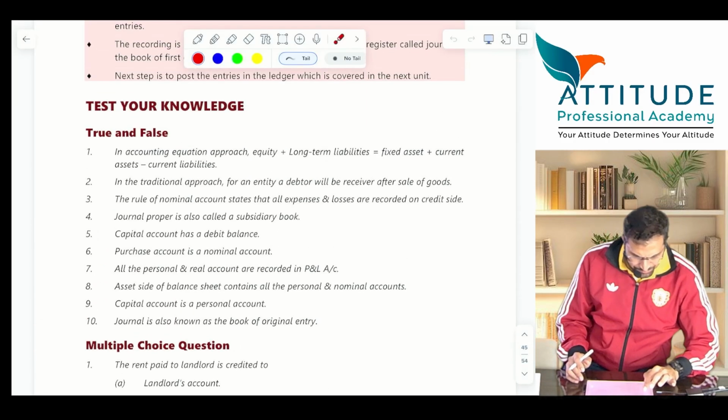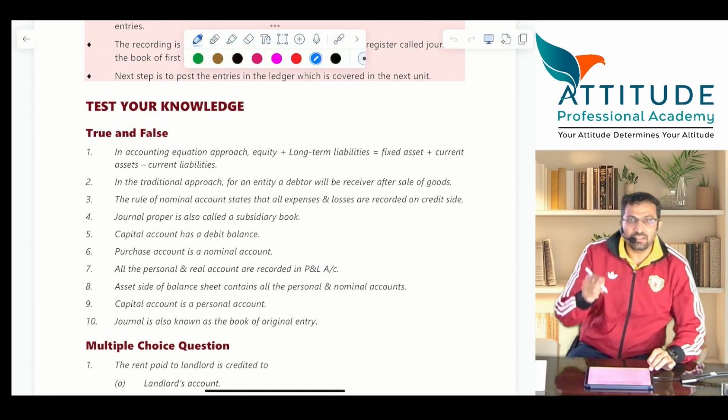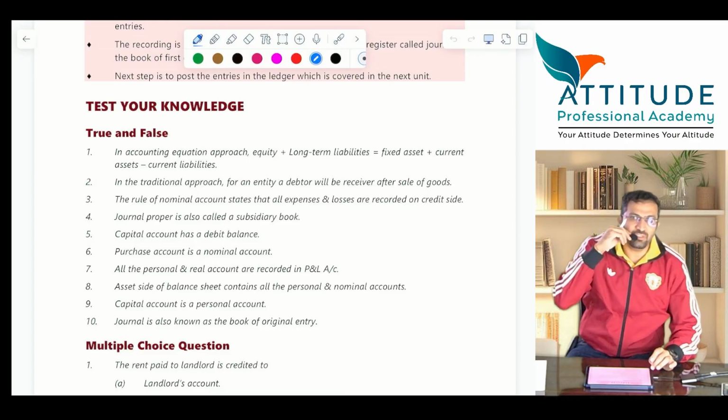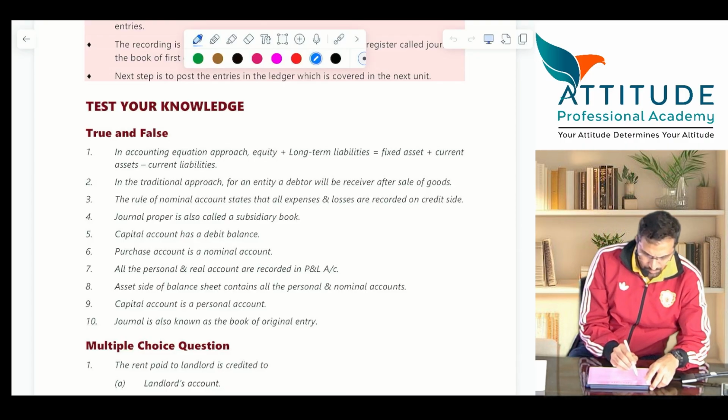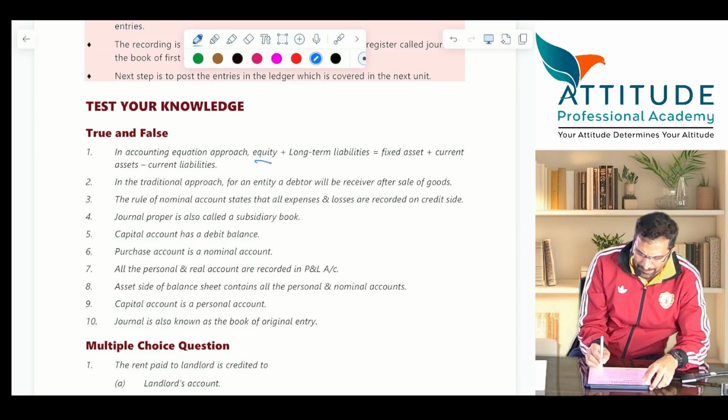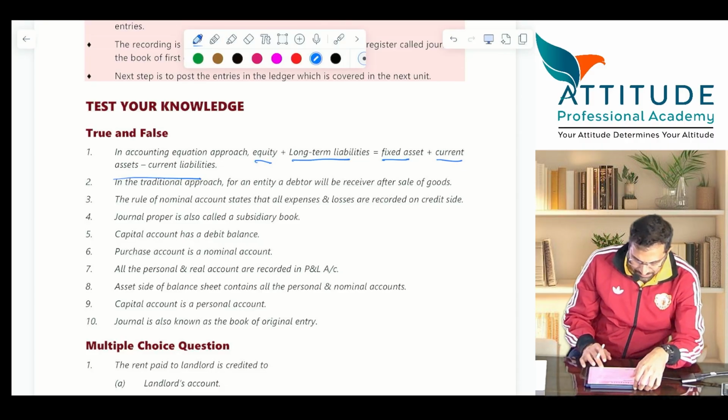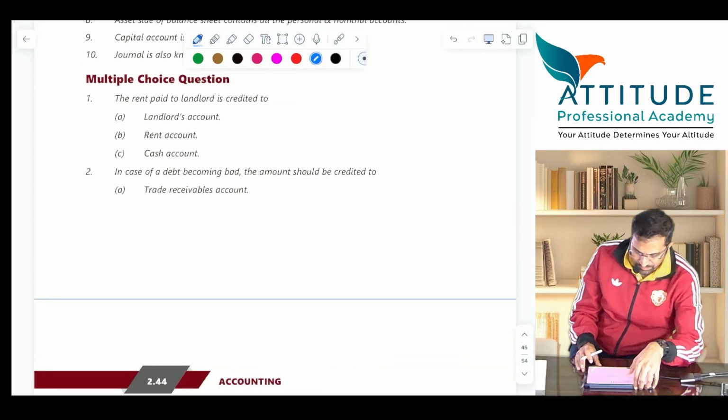Come back. True or false? This is already sent in the group for the advanced students also. Have a look at it. You tell me this. In accounting equation approach, equity is nothing but capital. So they are saying capital plus long-term liabilities is equal to fixed assets plus current assets minus current liabilities. Now concentrate here. ये देखो.